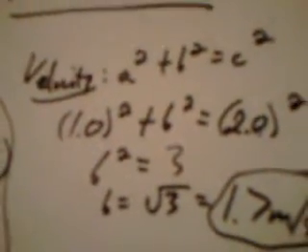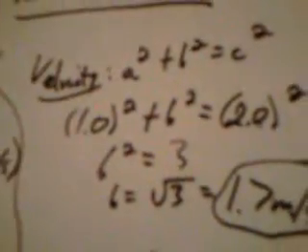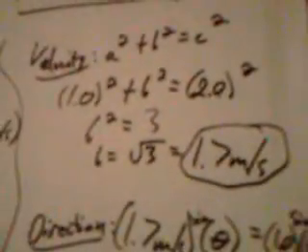And so then we need to find the speed of B. So 1.0 squared plus b squared equals 2.0 squared, and basically you get the square root of 3, 1.7 meters per second for the speed of hockey puck B after the collision.